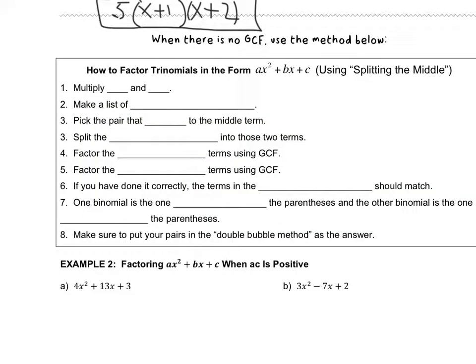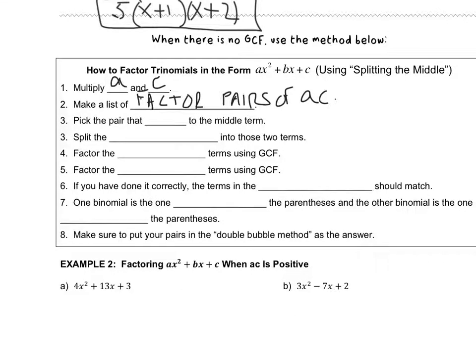So then, when there's no GCF, this is the method that we're going to use. When we see ax squared plus bx plus c, we use what we call splitting the middle. So here's how this works. For step 1, we are going to multiply the a term, which is the coefficient of the x squared, and the c, the constant at the very end. And we're going to make a list of the factor pairs of the AC product.